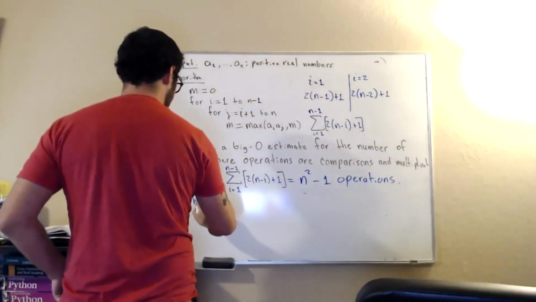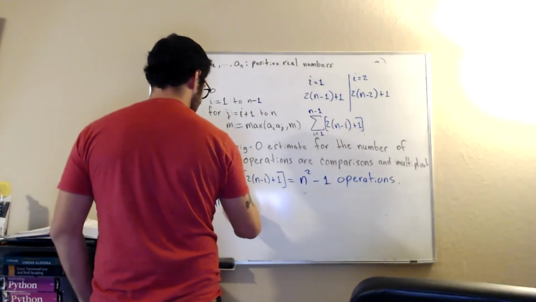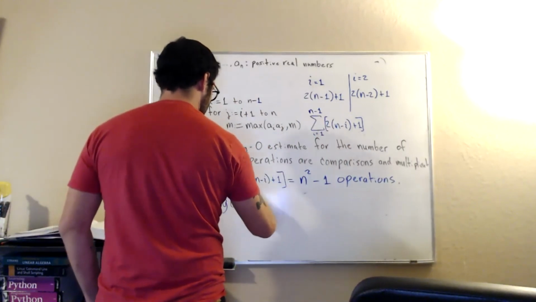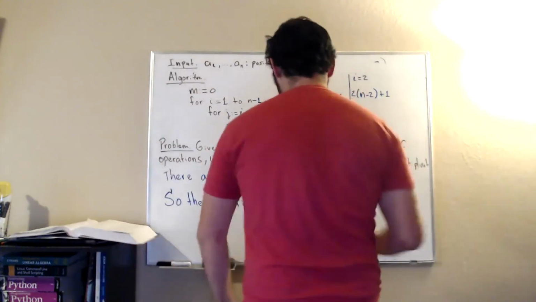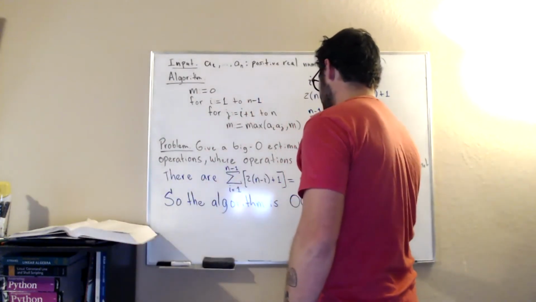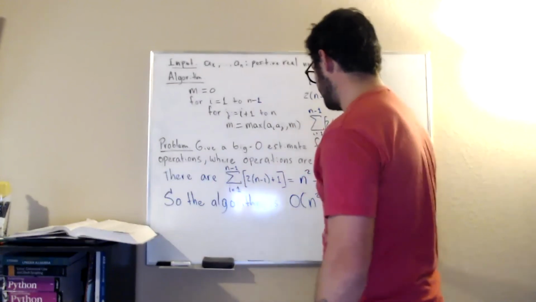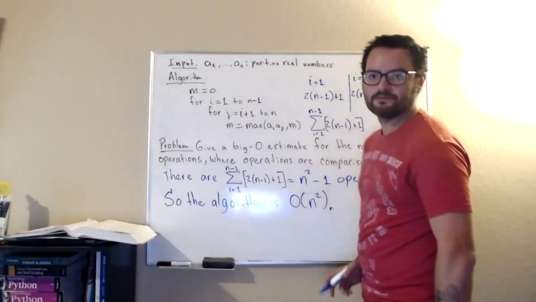So the algorithm is big O of n squared, because that function right there is big O of n squared.